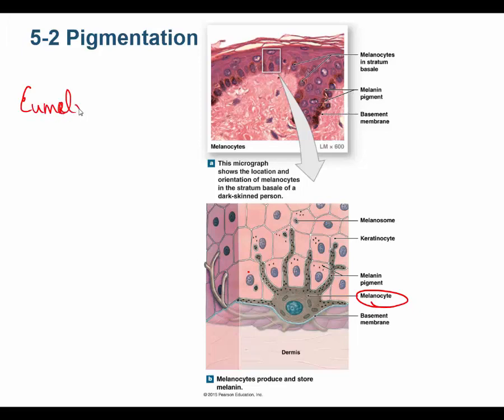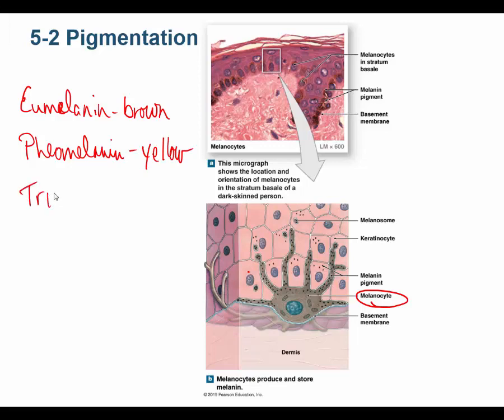You can make eumelanin. That's brown. You can make pheomelanin, yellowish. You can make trichosiderin, pinkish or reddish, pink or red.